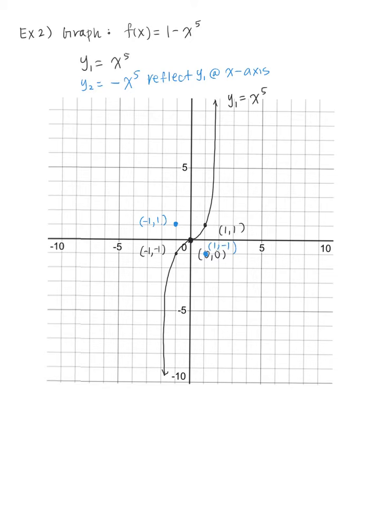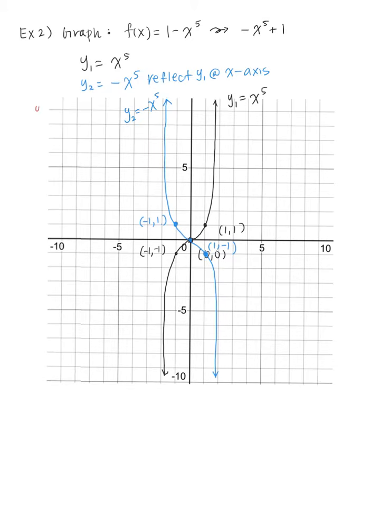I hope you can see that. And then again, it has to go through the origin. All right, so this is the best I can do. So y2 is negative x to the fifth. All right, so one more step. Our final graph. Do you see that I can rewrite this as negative x to the fifth plus 1? That's exactly the same thing. So what we need to do is take y2 and shift 1 unit upward.